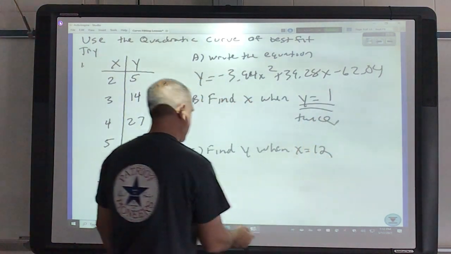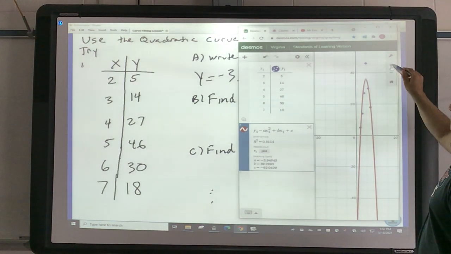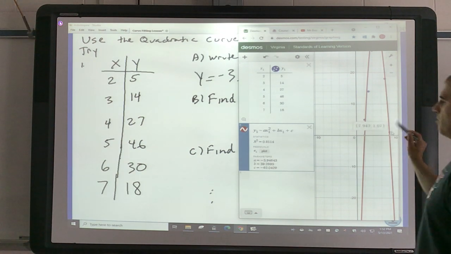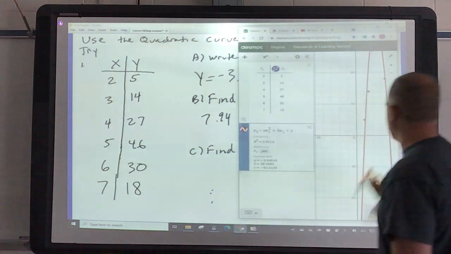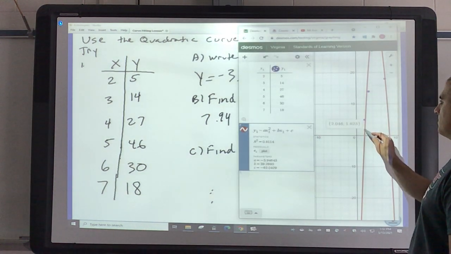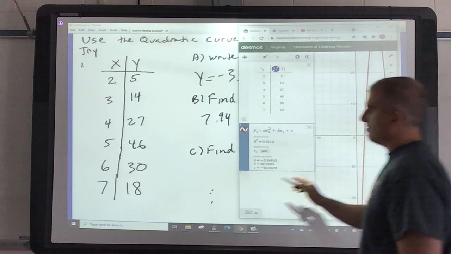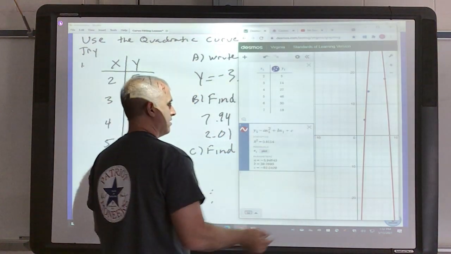You want to find where y is 1. Okay, all right, so I'm going to zoom in here a little bit. Y is 1 at about 7.94. All right, so if I check this side, I want to come over here to find the other place where y is 1. About 2.01. Okay, find where x is 12.